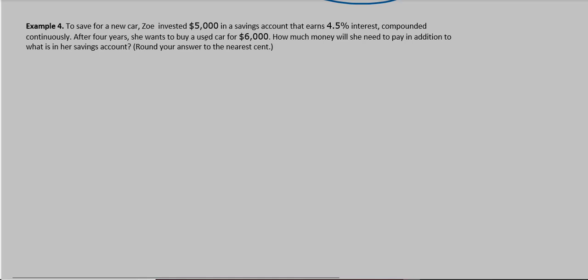So at this point, Zoe has $5,000 and she's trying to get her money up to this $6,000, right? She has a bank account that gives her quite a bit of percent, which is 4.5. The average bank account gives you 0.08%. Okay, and it's compounded continuously. So anytime we're going to deal with something that's compounding continuously, remember we use the PERT. A equals P E to the RT.